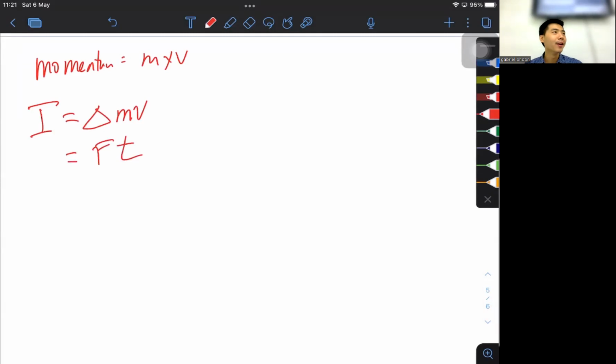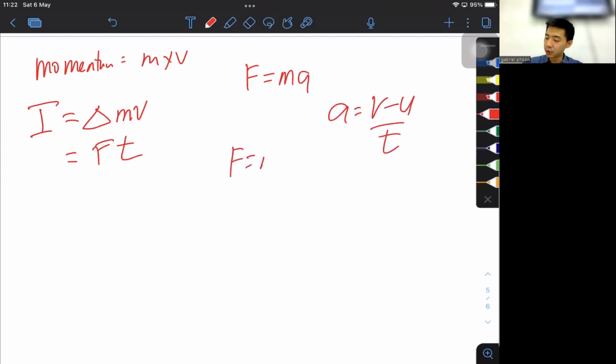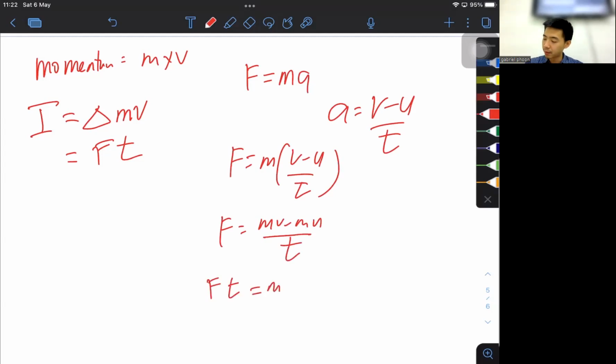Make sure you remember this. And if you ever forget the impulse formulas, you can derive them from the F equals ma formula. Remember? How do we do it again? What will a be? Good. I substitute this in, it will be F equals m(v minus u) over t. Substitute this again, it will be (mv minus mu) over t. And finally, Ft will be equal to mv minus mu. Please make sure you know how to derive this.